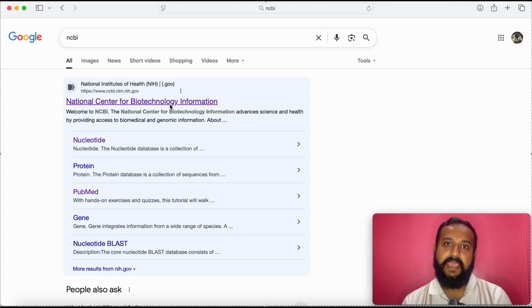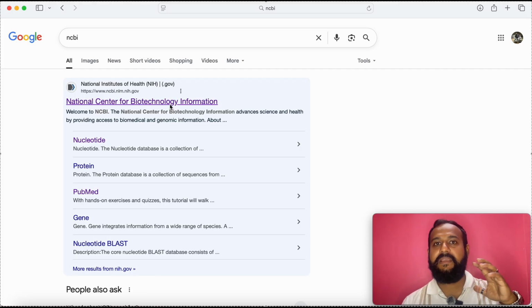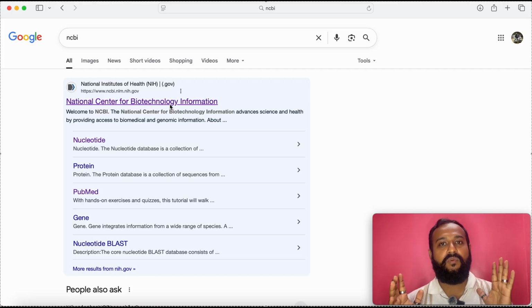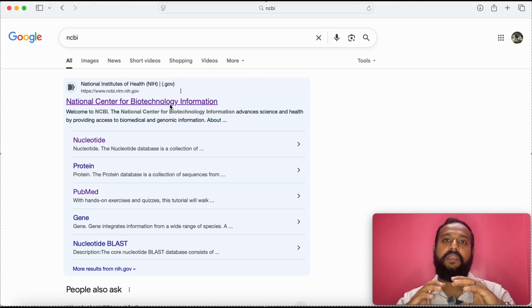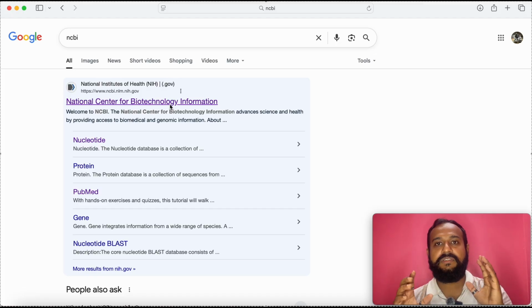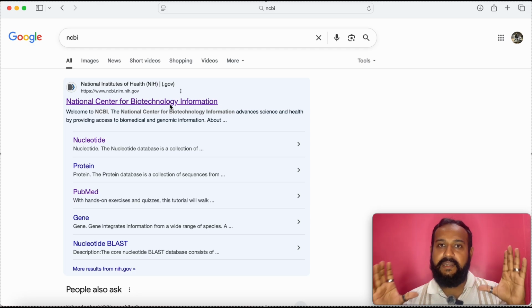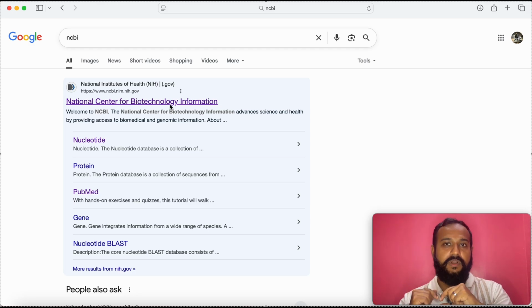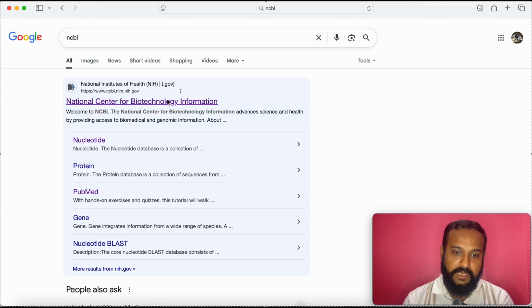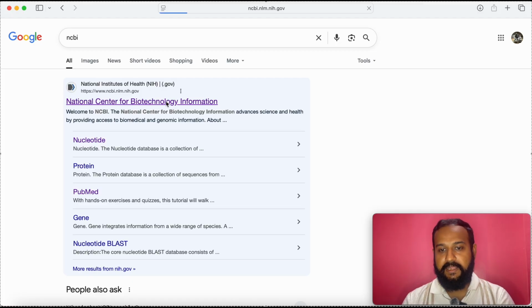NCBI is a primary database. So what is a primary database? A primary database has all of the raw data from wet lab based or dry lab based experiments. Basically, experimental data is stored here. All of the secondary databases, particularly those for protein modeling or protein sequencing, each doing a particular job, are curated from primary ones like NCBI. So let's get on to this.